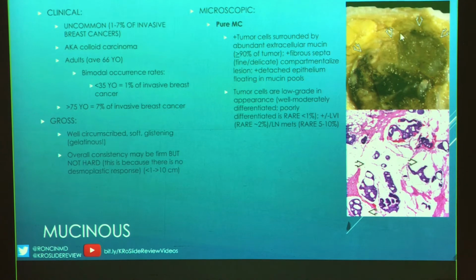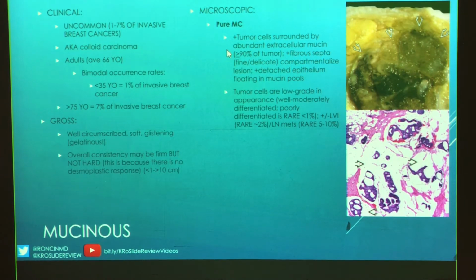So they're relatively well circumscribed. They're going to have all this gelatinous stuff inside them, and they can be firm, but because of the gelatinous material, they're not going to be hard. That's in part due to the mucin that's there, and also because, if you saw, everything was inside those mucin pools. There was nothing that was desmoplastic. So that's kind of what we just said here.